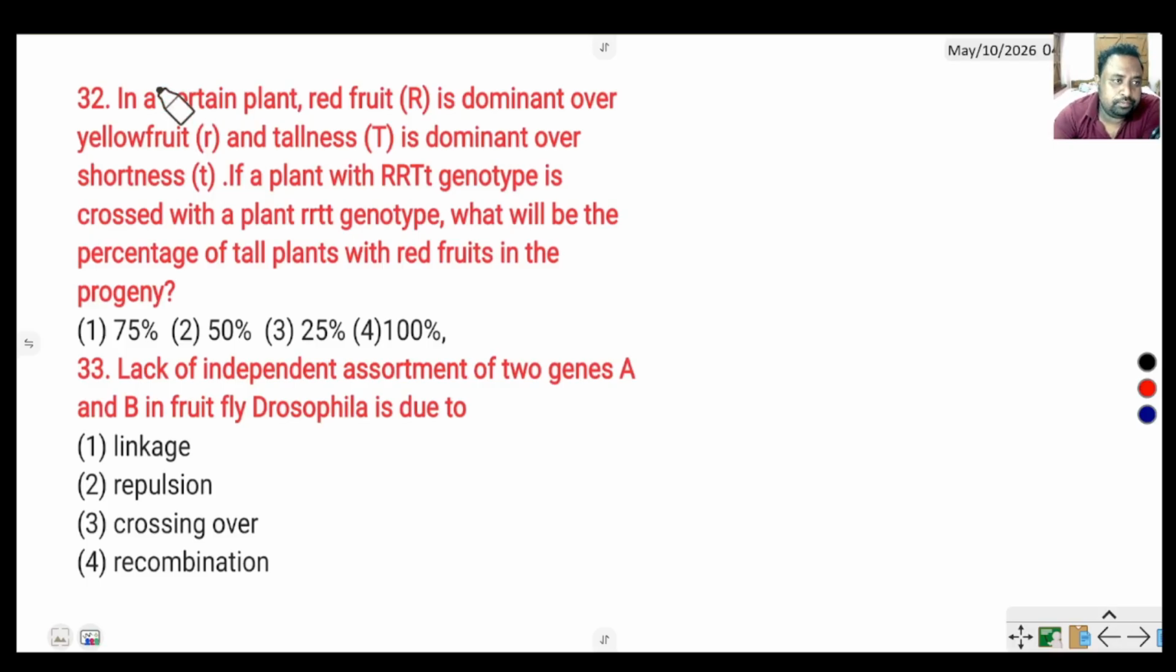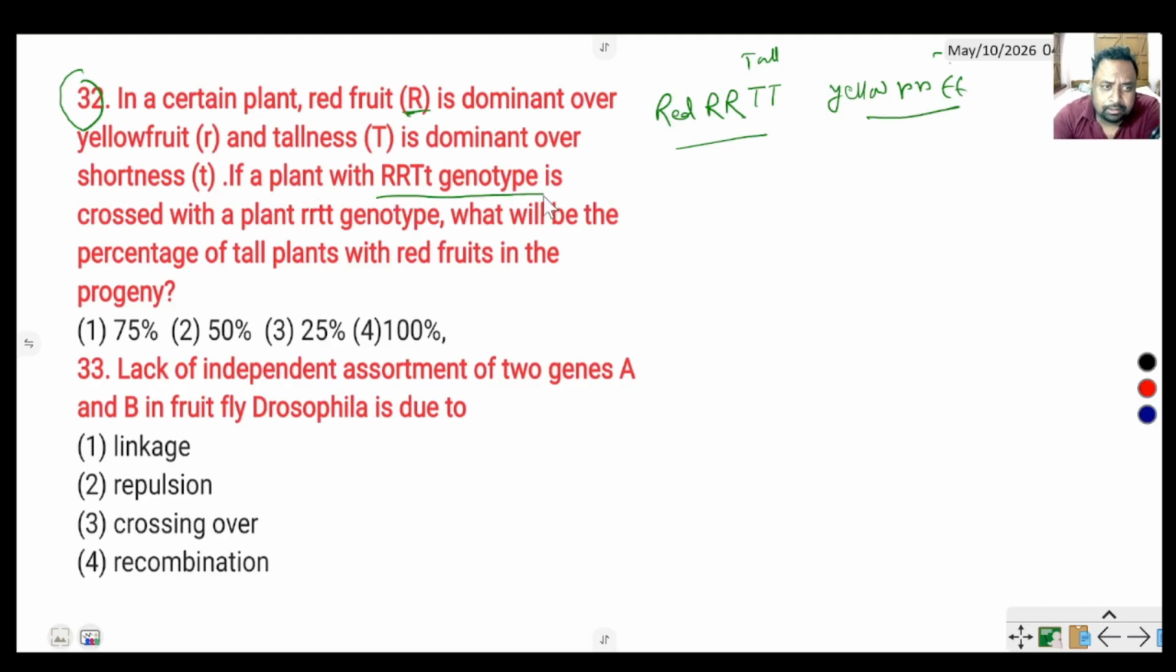Question number 32. In a certain plant, red fruit R is dominant over yellow fruit r. Red is dominant. And tallness, that is T, is dominant over t. Okay. Tallness. Also, when a plant with RRTt genotype is crossed with the genotype containing rrTt, what will be the percentage of tall plants with red fruit?